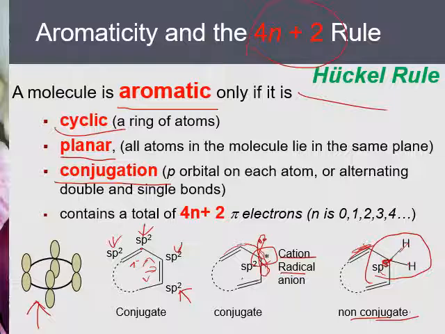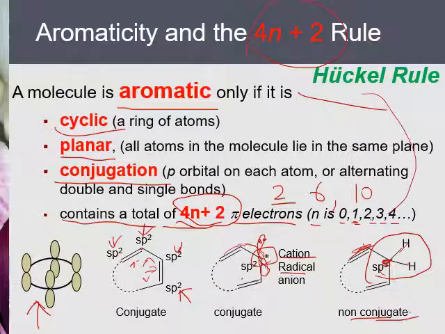There is one more requirement, and that is it contains a total of 4n+2 pi electrons. So n is an integer. It can be 0, 1, 2, 3, 4. So when n is 0, you have 2 pi electrons. When n is 1, you have 6 electrons. When n equals 2, you have 10 electrons. So if the system meets all these requirements, it's aromatic.